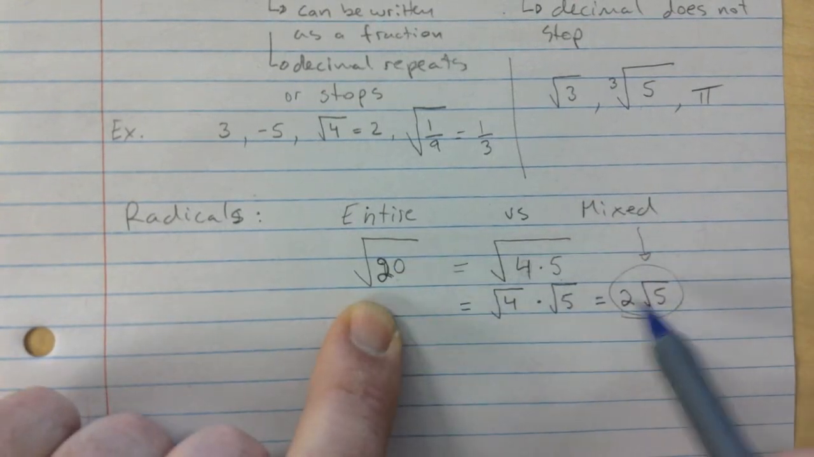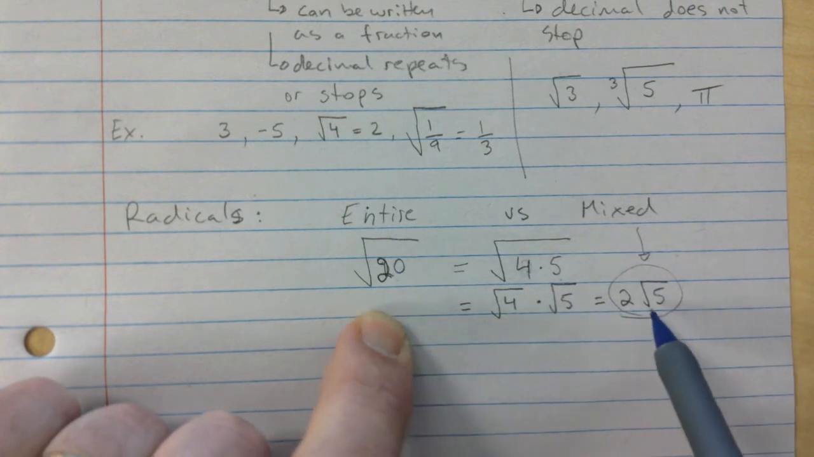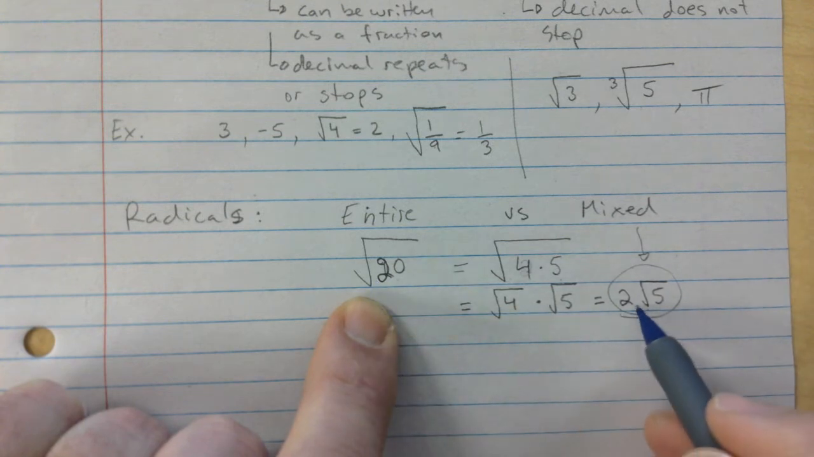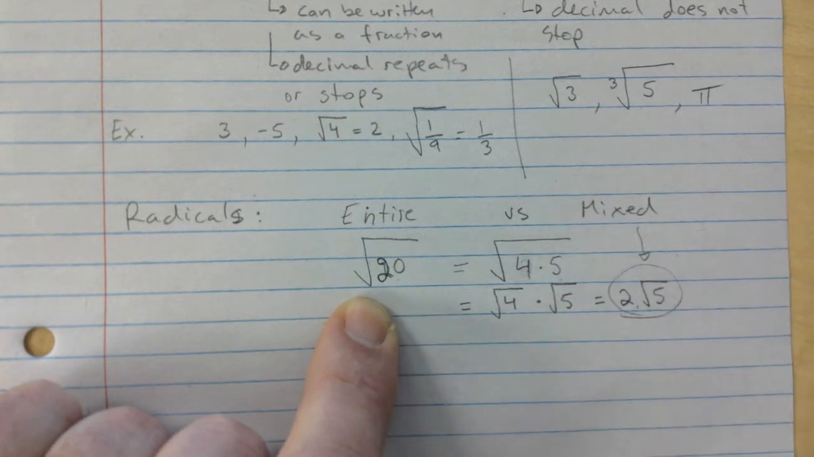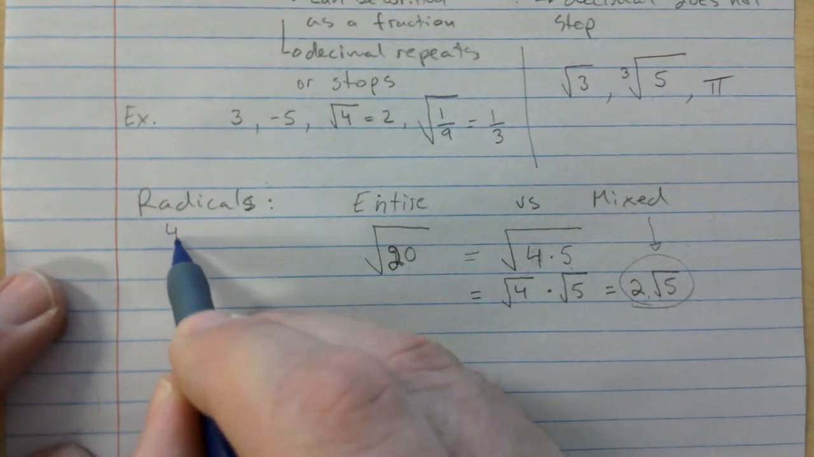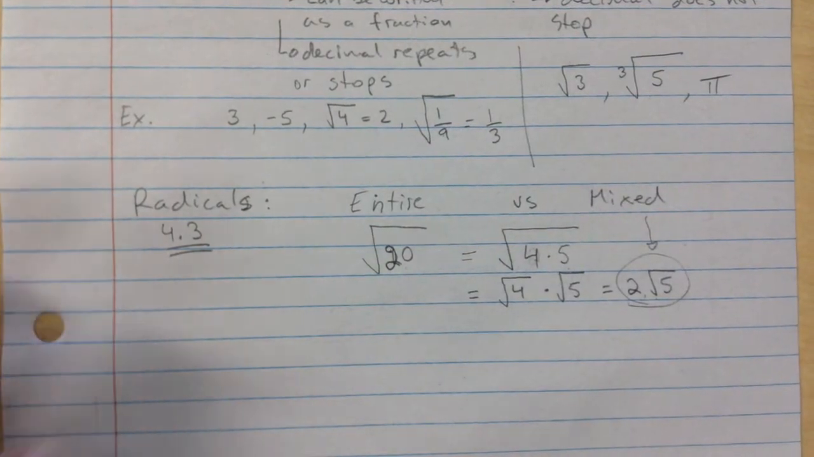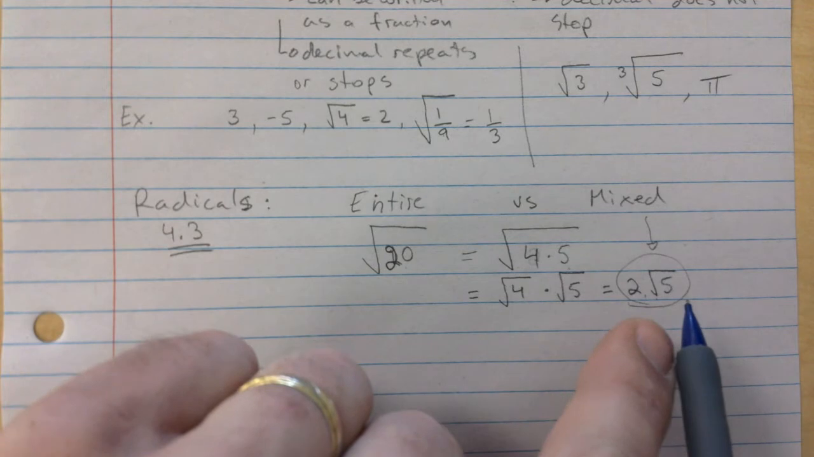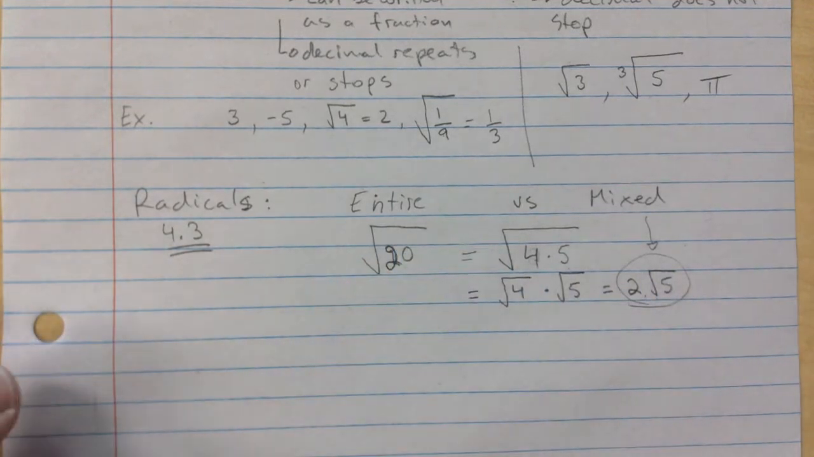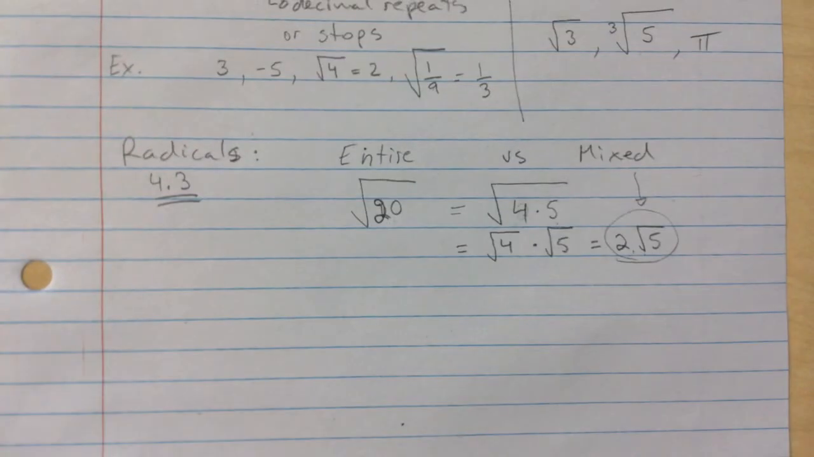So this is possible, to go from here to here, and we also went backwards. If you watch the video, that's section 4.3 in the text. I walk you through how to go from an entire radical to a mixed and how to go from a mixed radical to an entire.